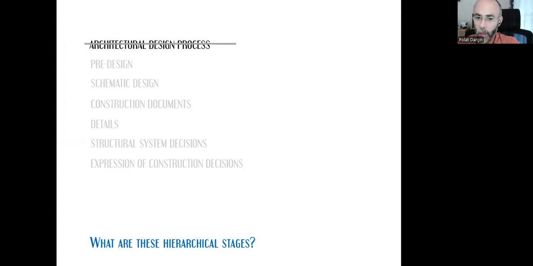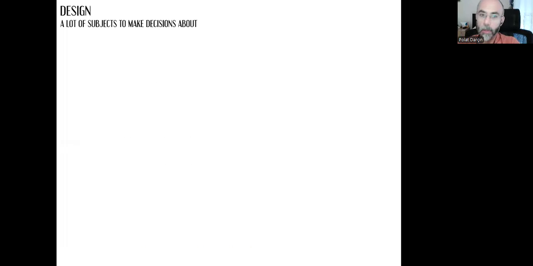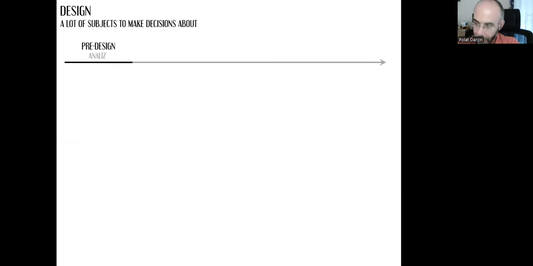And what are these hierarchical steps? Generally, it's four main stages. Of course, there can be different approaches, but this is something that we can start with. Since there are lots of things to make decisions about, we need time. If you imagine that that's a timeline, we can start with the pre-design. Pre-design, in Turkish, we call it analiz.